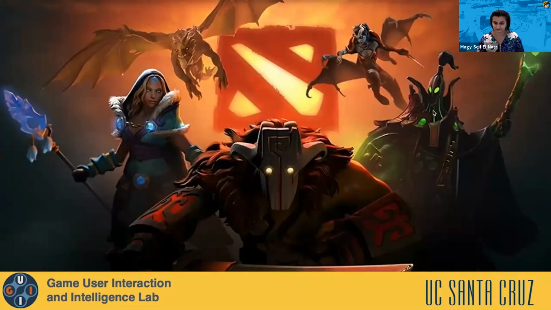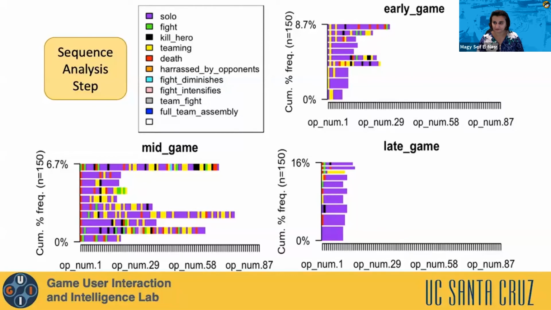Now, that was a lot of words, so to better demonstrate the methodology and to better explain the 3 steps I described, I'm going to quickly go over a case study we conducted using data from the game Defense of the Ancients 2, or Dota 2. So specifically, we used this combined methodology to perform context-sensitive analysis of Dota 2 players' grouping and soloing behaviors, and how they changed over the course of the game. For this case study, we used log data from 150 players.